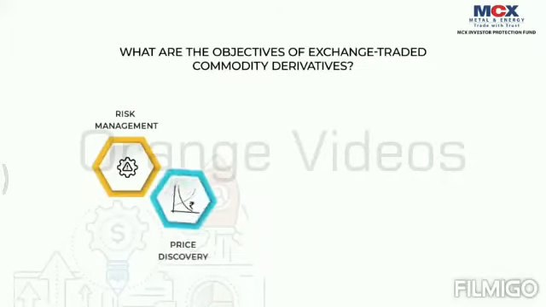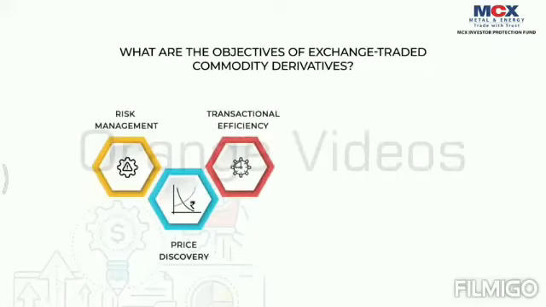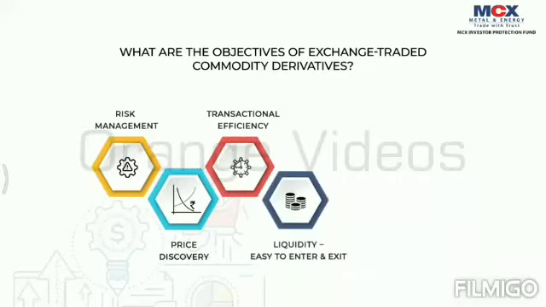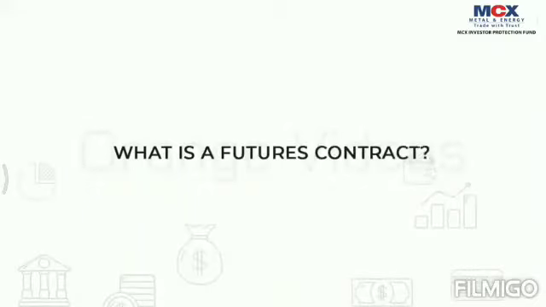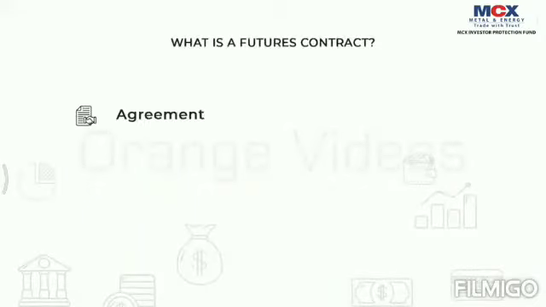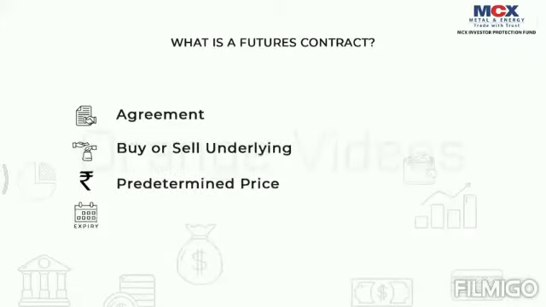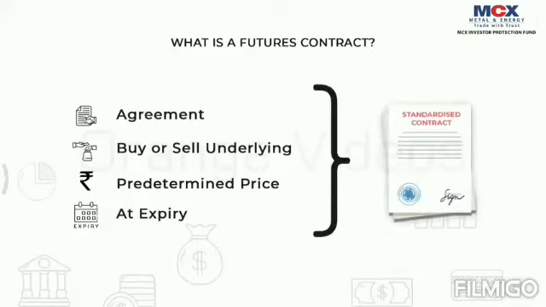What are the objectives of exchange-traded commodity derivatives? Risk management, price discovery, transactional efficiency, liquidity, easy to enter and exit, trade guarantee, no counterparty risk. What then is a futures contract? A futures contract is an agreement to buy or sell the underlying asset at a predetermined price at the expiry of the futures contract. These contracts are standardized contracts traded on a derivative exchange.